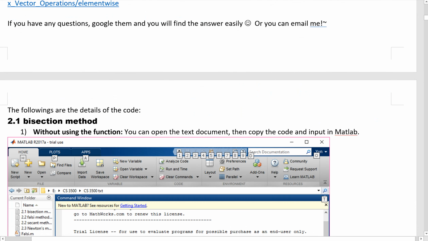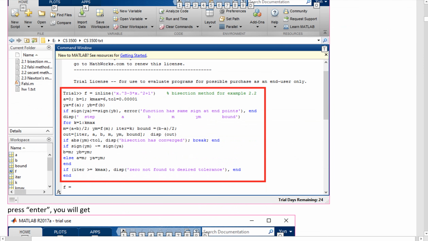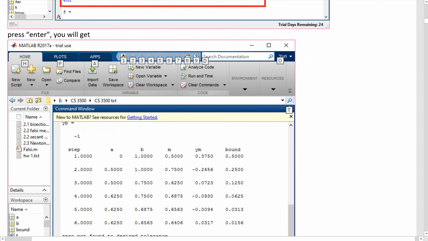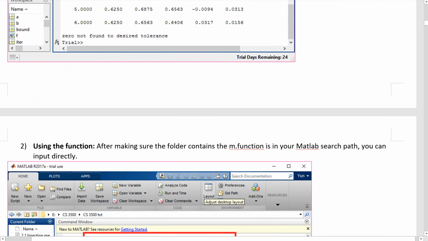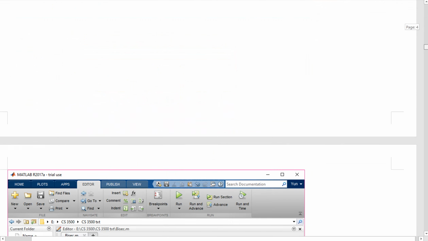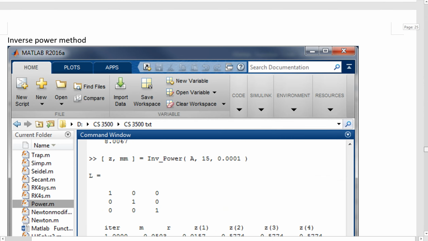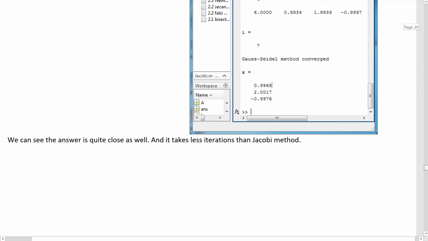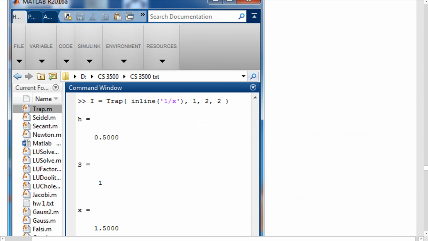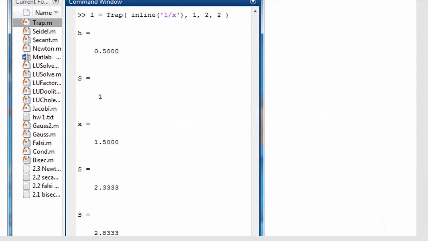Here I collect all the details of the code and some examples. That's why it has a lot of pages. I provide a lot of examples and screenshots. Hopefully, if you have questions, look at this Word document. So far, so good. Let's continue.